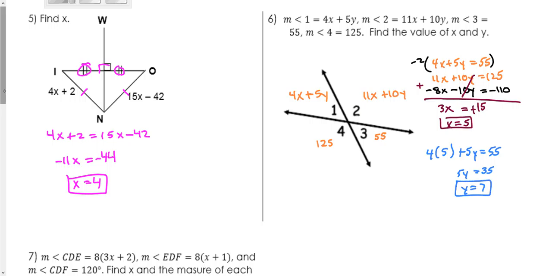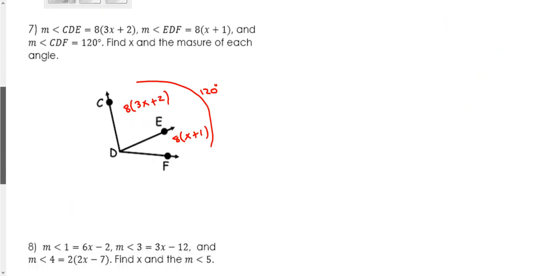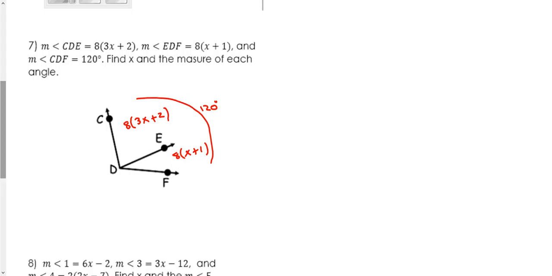Okay? Alright, in number 7, you're given these angles. You don't know that they're congruent. You don't know that they're perpendicular. You don't know that they're supplementary. But the only thing you do know, or what they told you, is that if I take this angle and I add them up, the sum is going to give me 120.